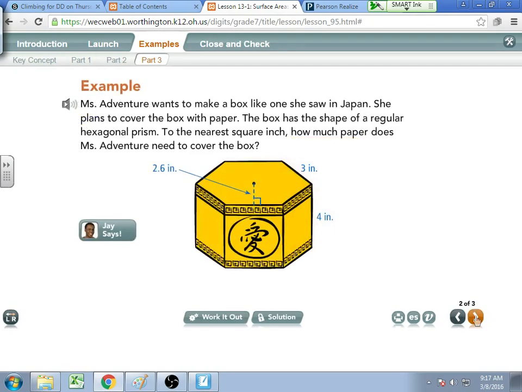So let's try this out. Miss Adventure came back with a box from Japan. She wants to figure out the surface area of it, maybe this box is covered in gold, and she wants to figure out, well, what's it worth? How much gold does it really have on it? So start on your paper by drawing lines to show at least a triangle. If you want to draw all the lines to show all 6 triangles, you could do that as well.